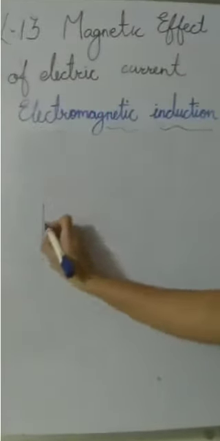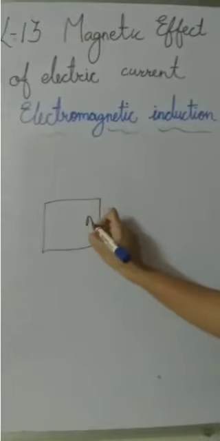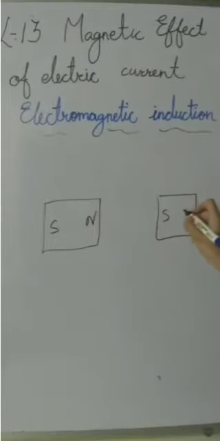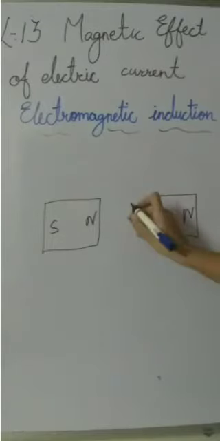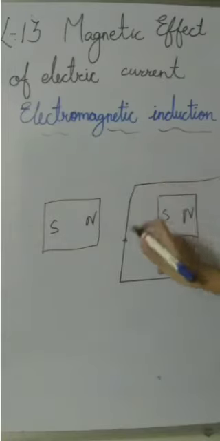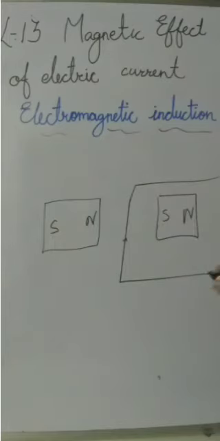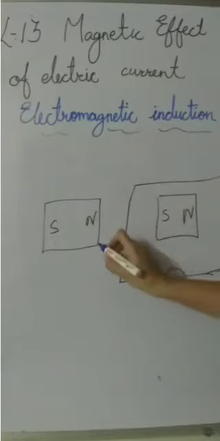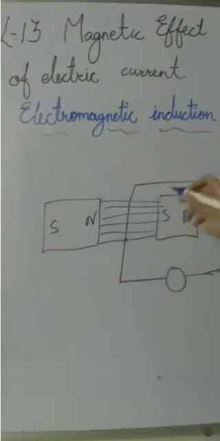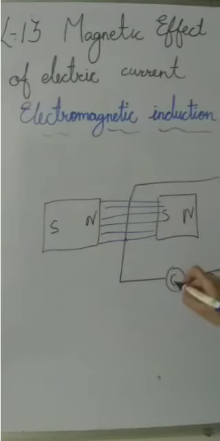So what we can do, we can take two magnets with north and south pole on them. I keep the opposite faces facing each other. I took one conductor, this is my conductor, and I placed it across one magnet, in between the magnetic field, perpendicular to the magnetic field, and I connected a galvanometer.